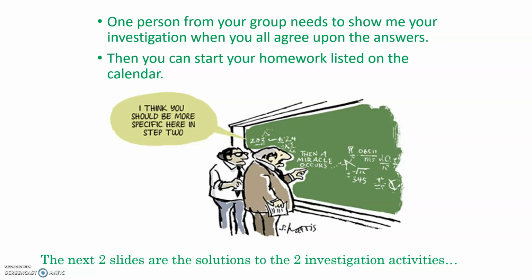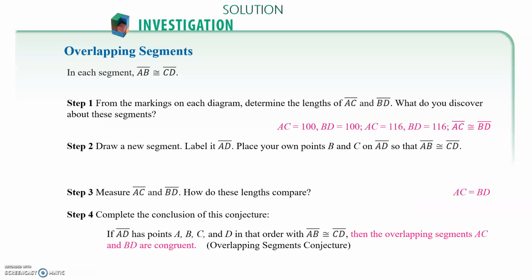So it says here, the next two slides are the solutions to the two investigation activities. And so this says, when I added the same thing to AB and to CD, I got two segments, AC, which was 100, and BD, which was 100. And what you then found out is that AC equals BD.